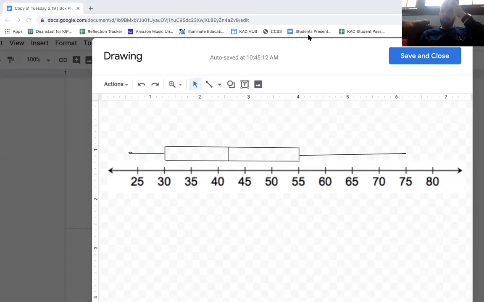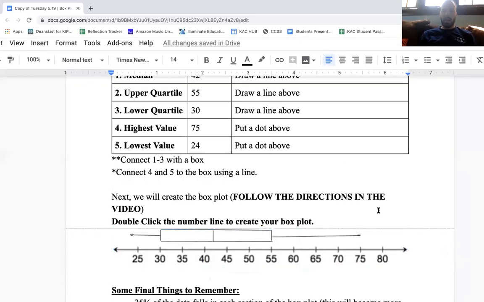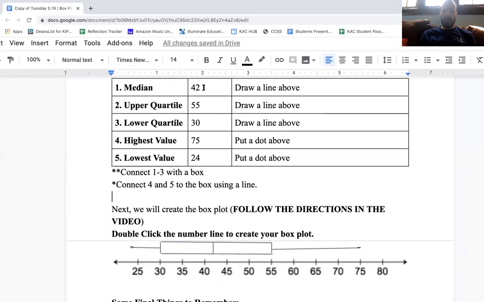I'm going to make sure that I save and close. And then it's going to show up on my page and I'll be able to check: okay, median 42, yep. Upper quartile 55, perfect. Lower quartile 30, yep. Highest value 75, there's a dot there. Lowest value 24, there's a dot there, and I've connected to it.